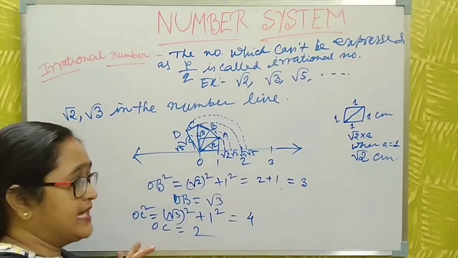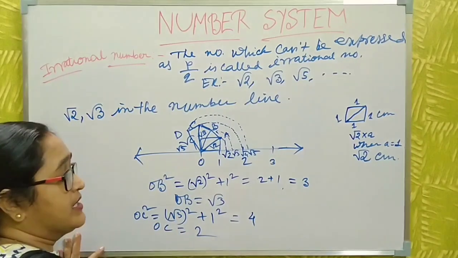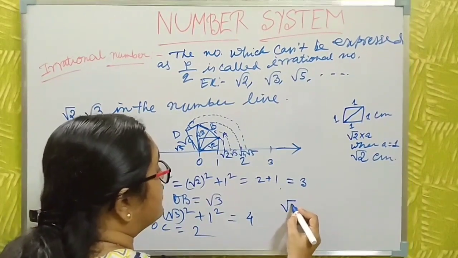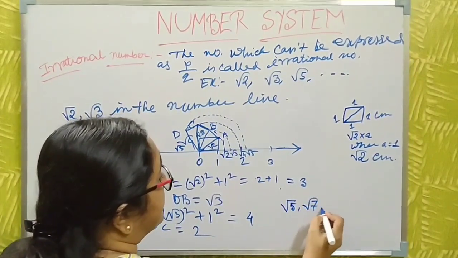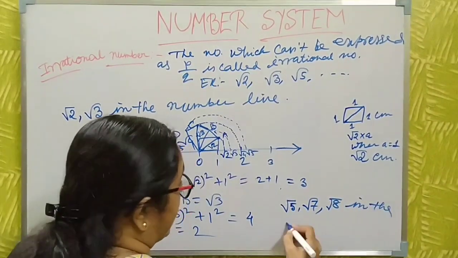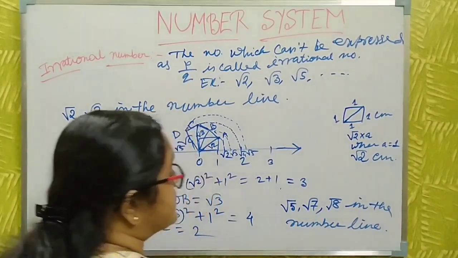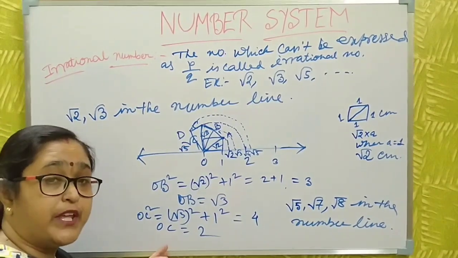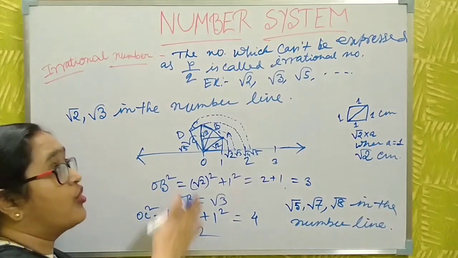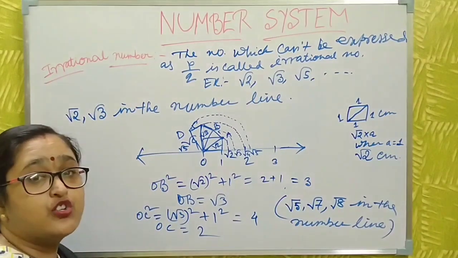Now this is your task. In your classwork, in any copy, you represent root 5, root 7 and root 8 on the number line. You must do this. You all do it at home. Please pause the video and write these things. This is your task. You have to do it in your copy.